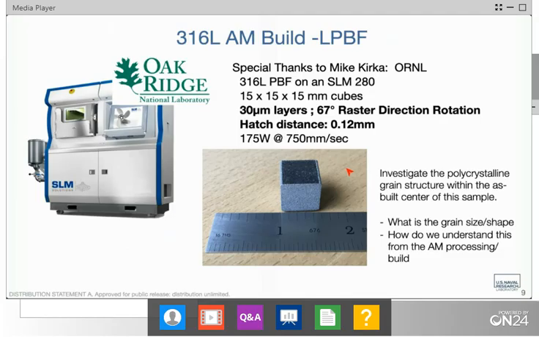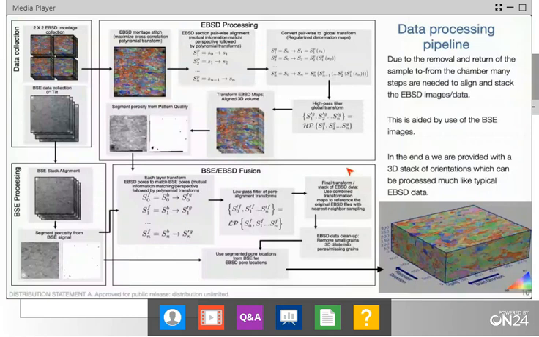And so the processing pipeline for these sections, the data that we have, looks like this. You can see this is kind of a dense slide. I don't know if I'll go through all of it, but I want to highlight some points here. Here's our 2x2 montage of EBSD maps up in the upper right-hand corner. We also collected backscattered electron images, and this was done at 0 degrees tilt, whereas the EBSD was done at 7 degrees tilt. The BSE images were relatively easy to align and stack.